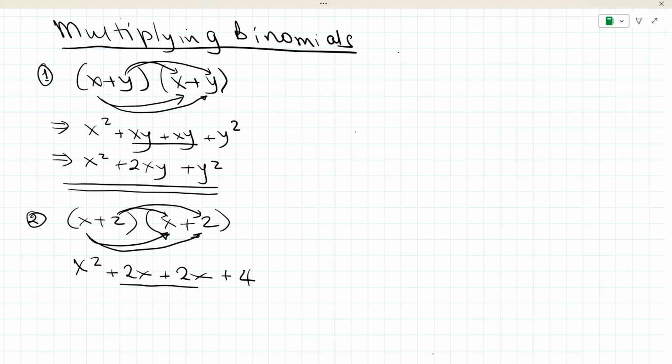And since these two are similar, our final answer becomes x squared plus 4x plus 4. And that becomes our final answer.